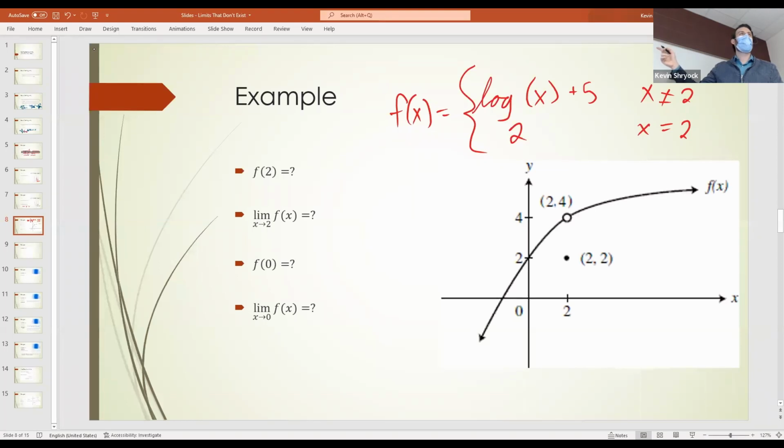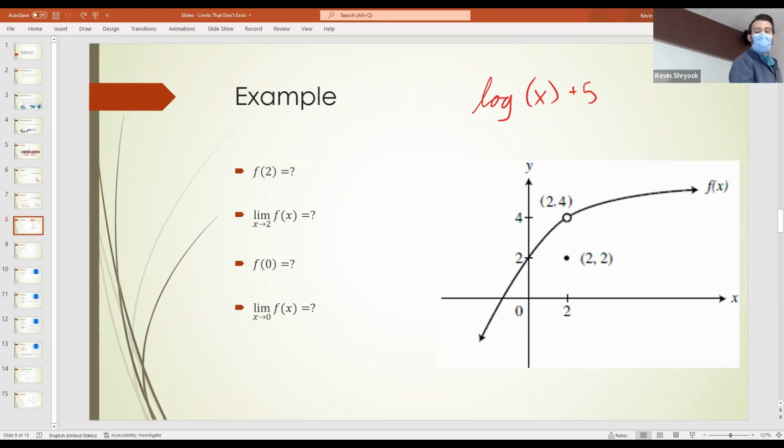It's a piecewise function that says I follow this arcing trend most of the time, unless I'm at x equals 2, in which case I have a height of 2. And that's where I get that filled-in dot. So we've got piecewise functions that can model this. But let's not worry too much about the piecewise yet. Let's just worry a little bit about what the picture says.